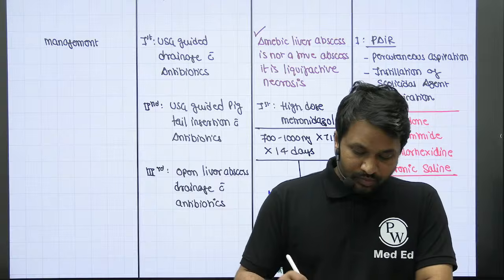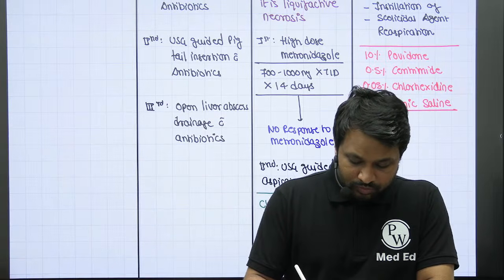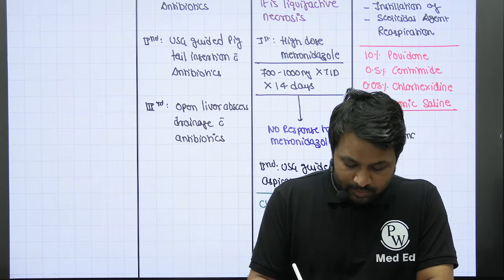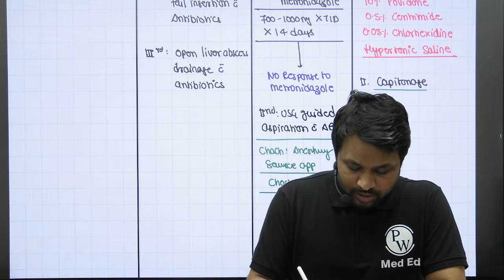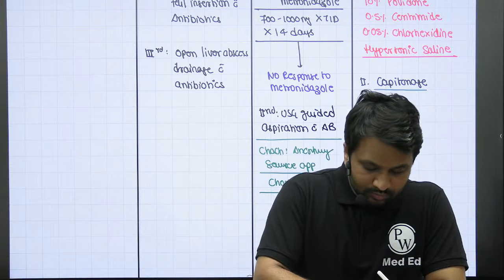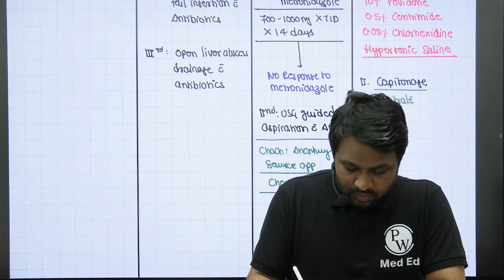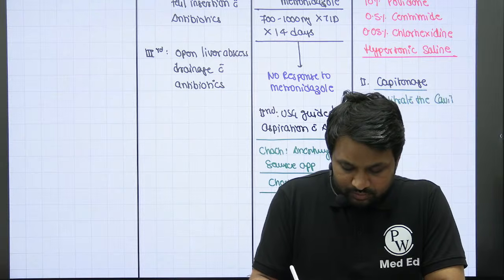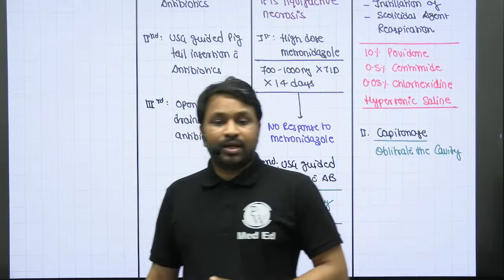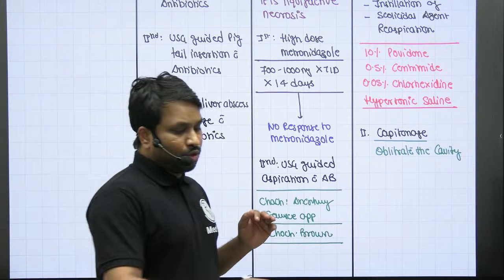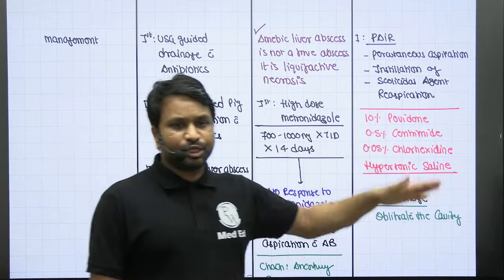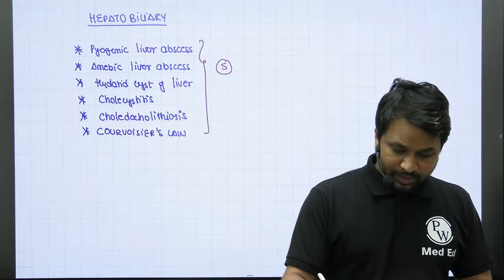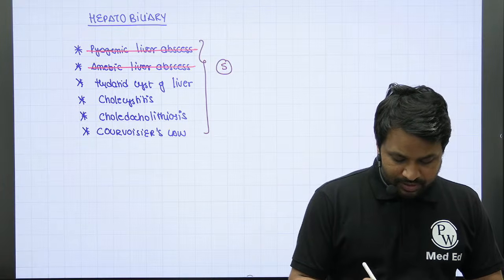Now, along with PAIR, you have to do capitonnage as well. Capitonnage is basically to obliterate the cavity. You'll suture to close it. So this is how you'll manage your hydatid cyst as well. So we covered all three questions. There are two questions where they asked on a comparative basis and the other ones like each individual one. So you know what to write when you get it from start to end. We have covered the first three questions: pyogenic liver abscess, amoebic liver abscess, and the hydatid cyst of the liver.